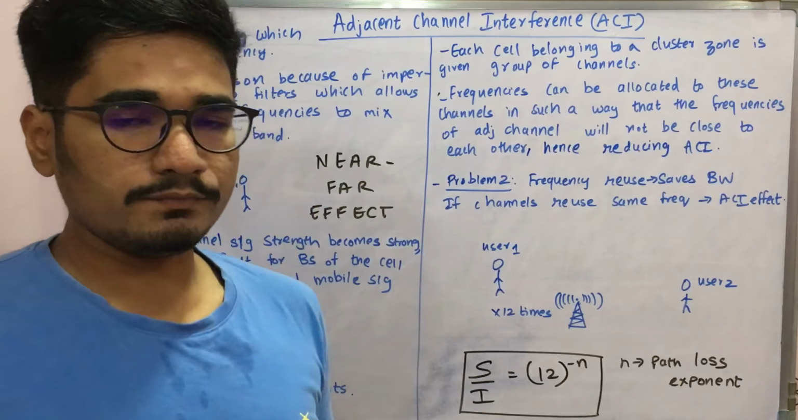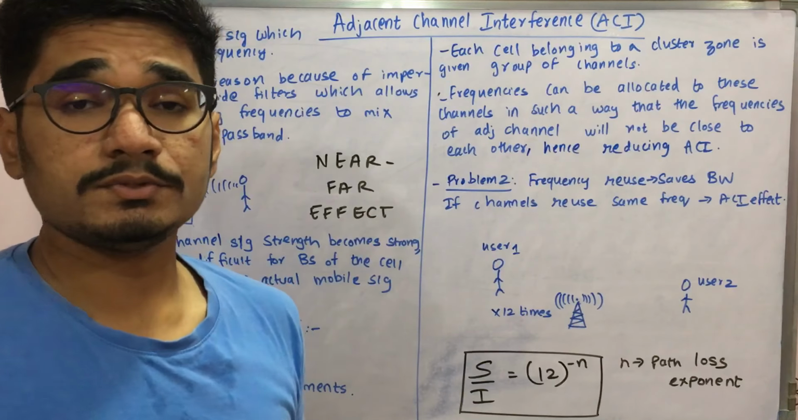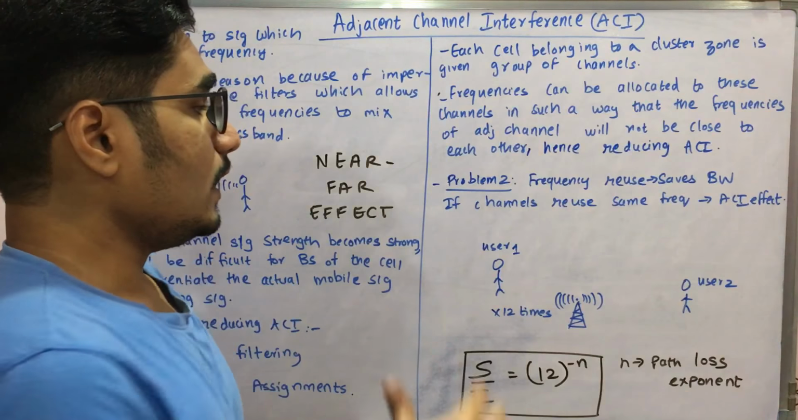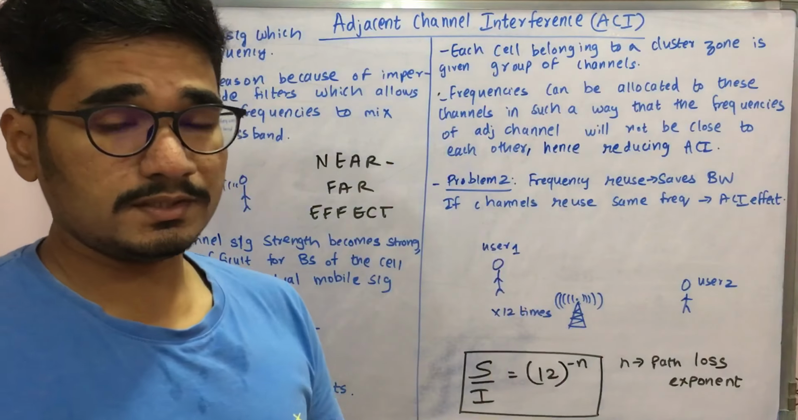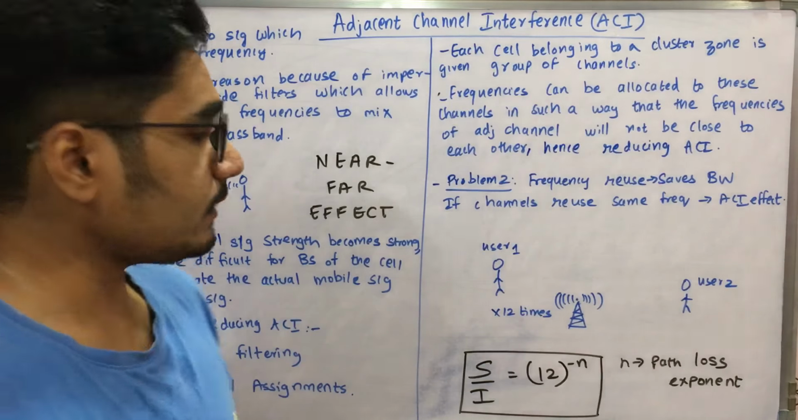And there is another problem which happens in ACI. We already know that the frequency reuse technique is used to save the bandwidth, and so if channels reuse the same frequency again and again, it may give rise to a major ACI effect.